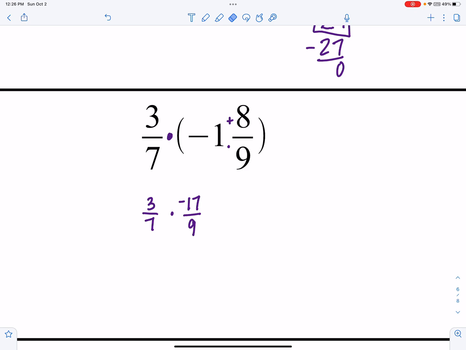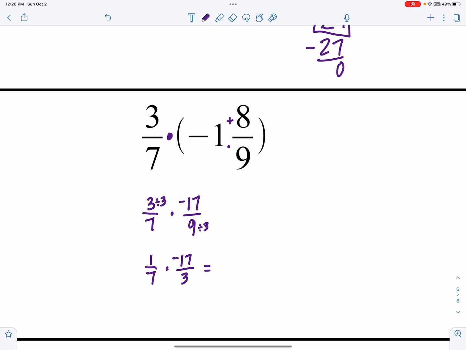Now that we have this, we think about your cross simplifying. Like I said, you don't have to do that, but it does make it a little bit easier. So what we're looking at here is I can see that these two numbers, I can divide a common factor from them to make those numbers smaller. So if I divide by 3 here and divide by 3 here, I end up with a new simpler fraction of 1/7 times negative 17 thirds. Okay, it's just going to make it a lot easier for us to work with.